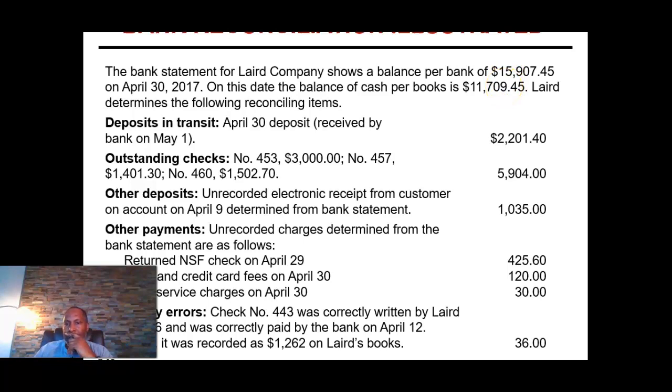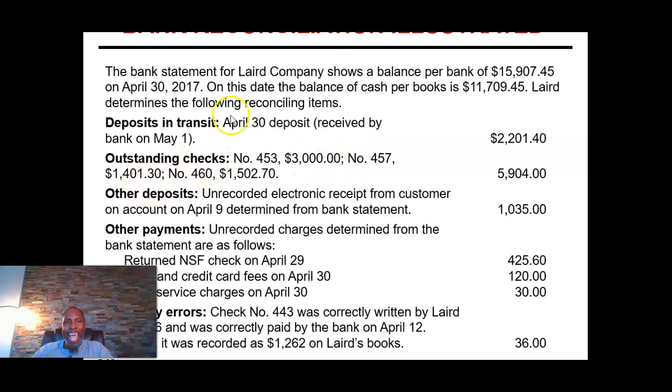We want to reconcile to see what items should be added or subtracted to the balance per bank. What items should we add or subtract from the balance shown in our cash ledger account? Okay? So we have the deposit in transit. The deposit that we made on April 30th was received by the bank on May 1st. Therefore, it's not included on our April bank statement. These are checks that we have written. They have not yet been cleared.